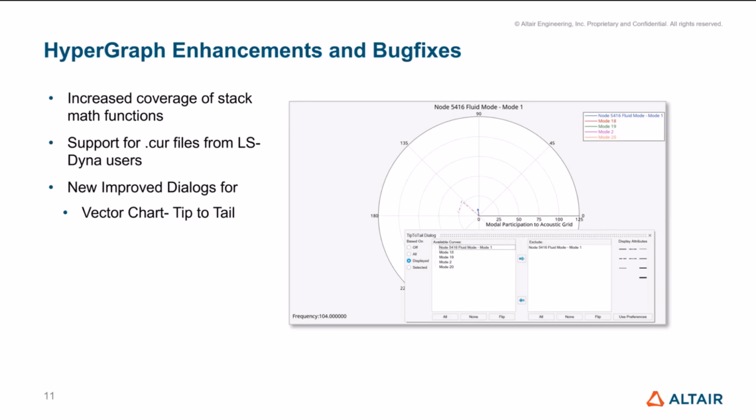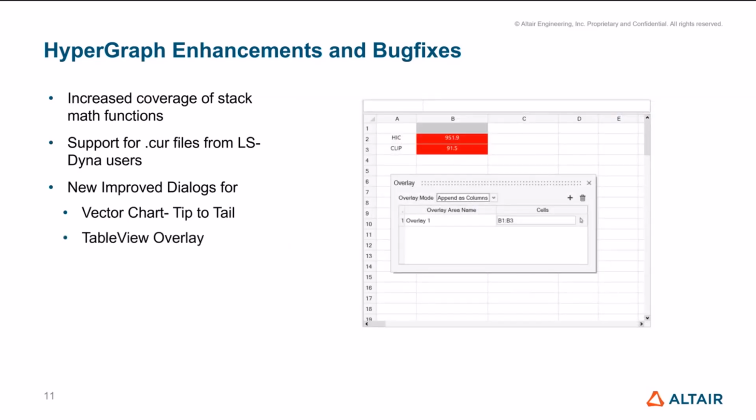Now, in addition to that, we also continued on our journey to improve the user interface inside HyperGraph and modernize it. So far, we have already done modernization of our panels, and to continue on the same lines, we decided to this time also take a stab at the vector charts tip to tail panel. It used to exist as a panel, but now it will be available as a dialog. And so does the table view overlay. This also was a functionality that was available mainly as a panel. Now it's available as a dialog.